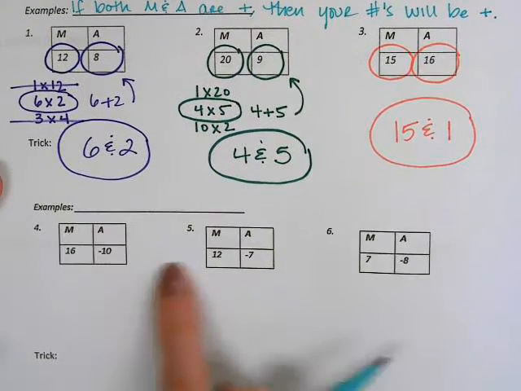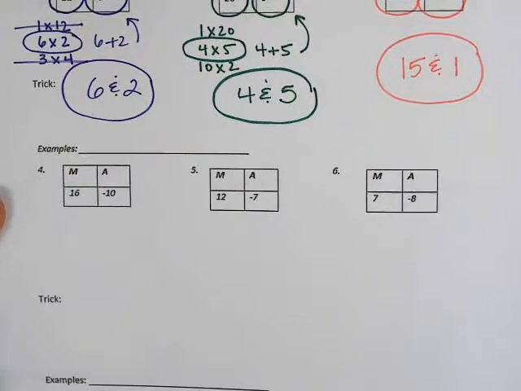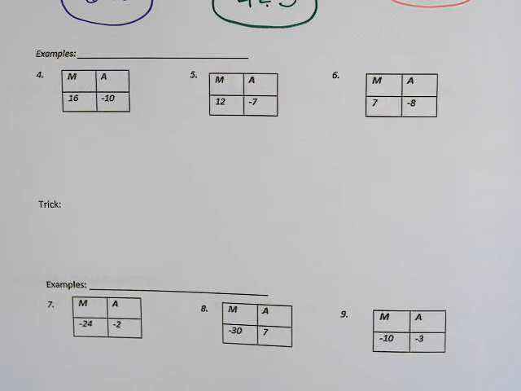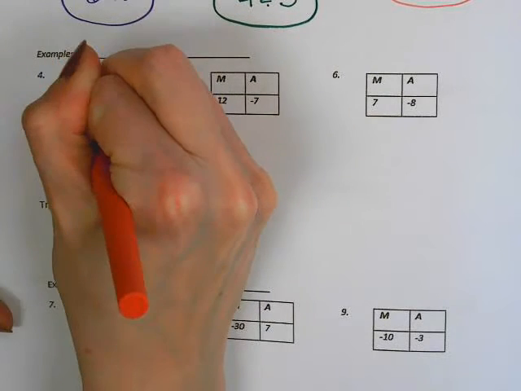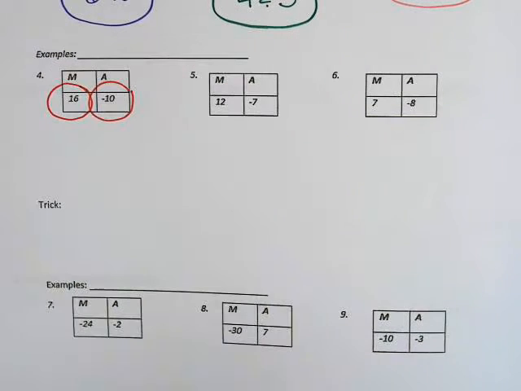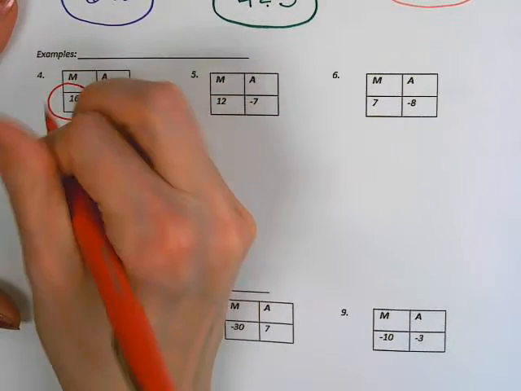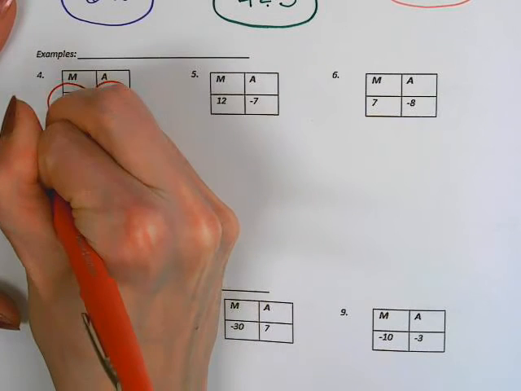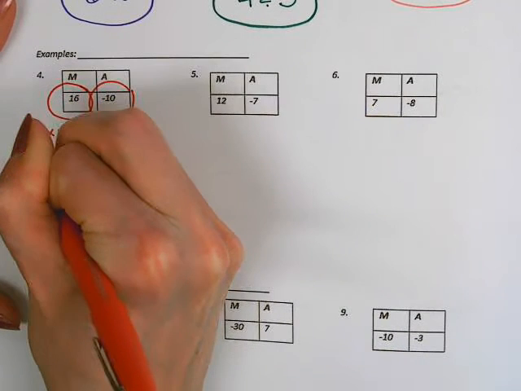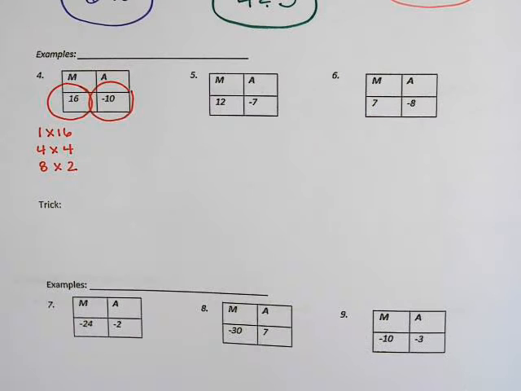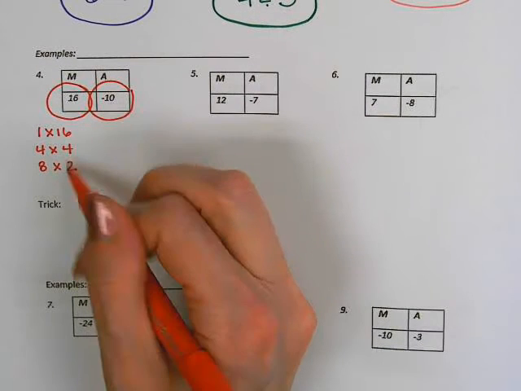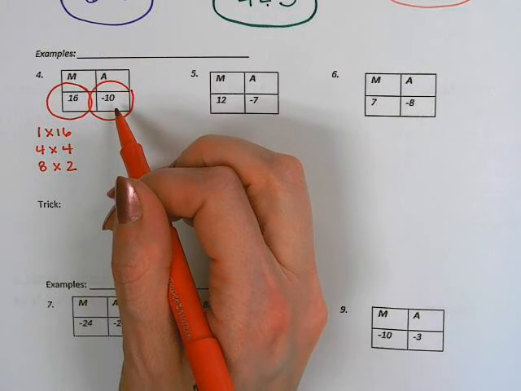Now, let's throw in some negatives. Okay, so 4, 5, and 6. So number 4, can you find two numbers that multiply to 16 but add to negative 10? All right, let's make a list. All the ways to multiply to 16. It could be 1 times 16, 4 times 4, 8 times 2. But somehow it has to add to negative 10.